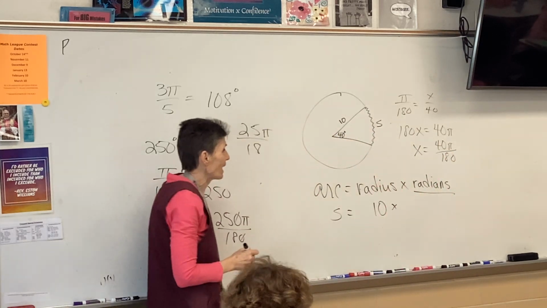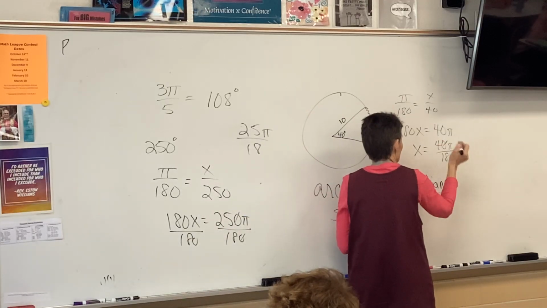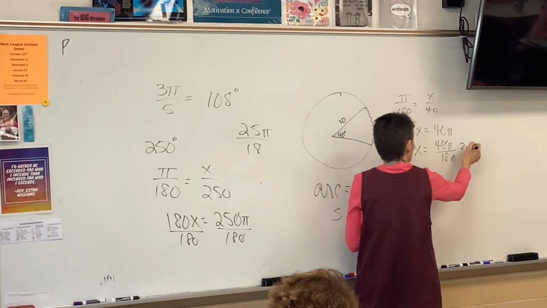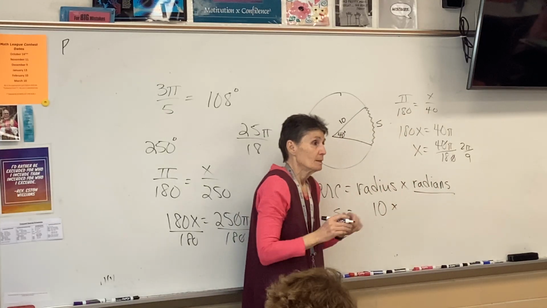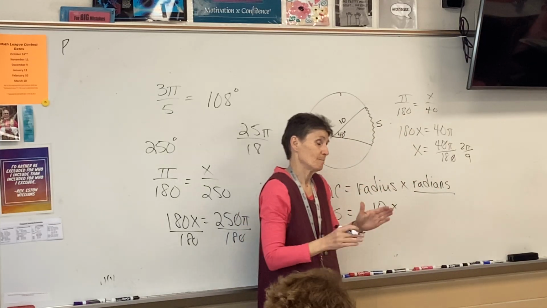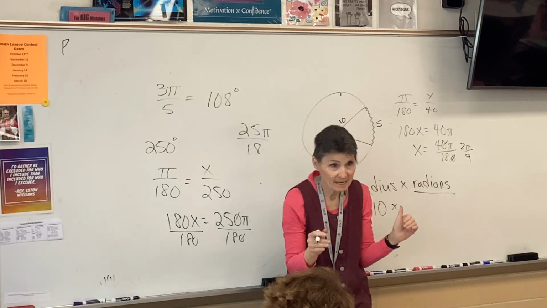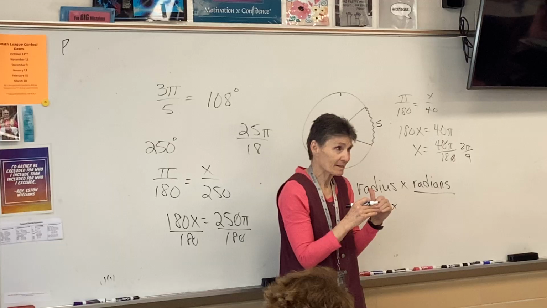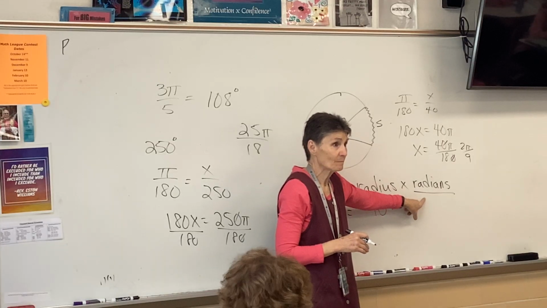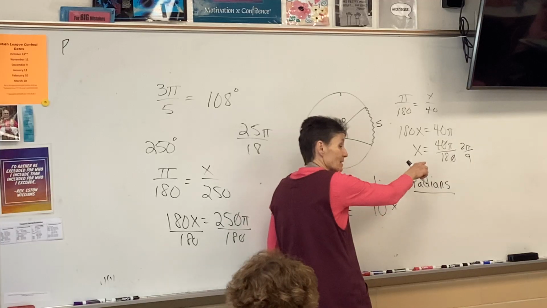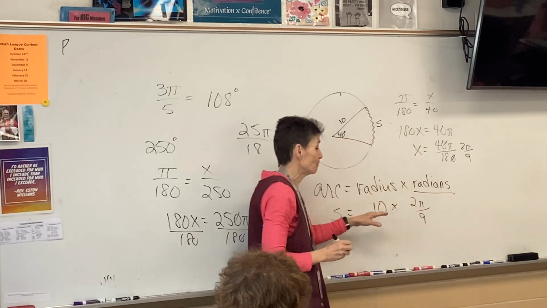Reduce that fraction to what? 2 pi over 9? This happens all the time. Someone will put that in the answer blank. That is not the answer. What is that? That is the radian measure of the angle. So now I have to take that 2 pi over 9 and put it into my formula.